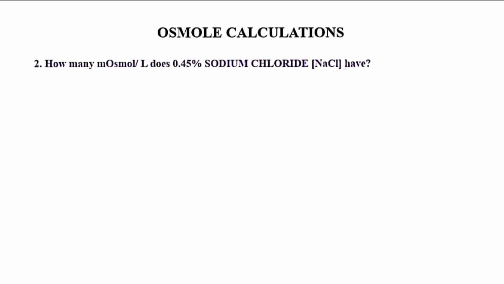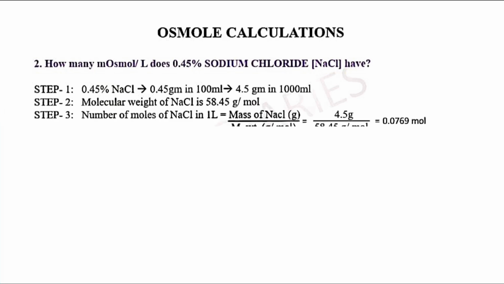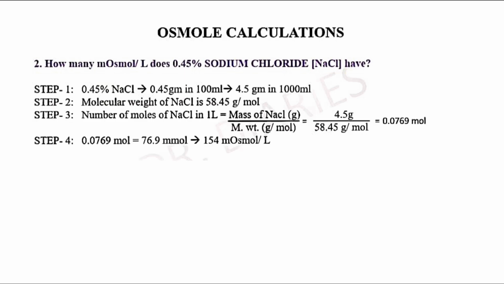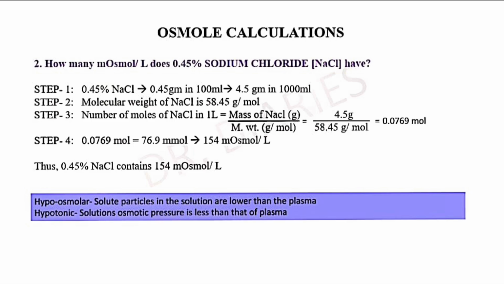Next example is 0.45% sodium chloride solution. 0.45% sodium chloride has 0.45 grams in 100 milliliters, or 4.5 grams in 1,000 milliliters. Putting that into the formula, we get 0.0769 mole, which is equal to 76.9 millimole, which is 154 milliosmoles per liter. Thus, 0.45% sodium chloride contains 154 milliosmoles per liter. It is hypoosmolar because the solute particles in the solution are lower than that of the plasma, and it is hypotonic because the solution's osmotic pressure is less than that of plasma.